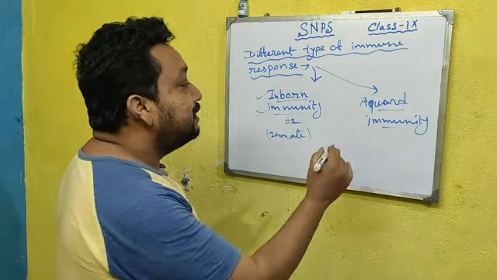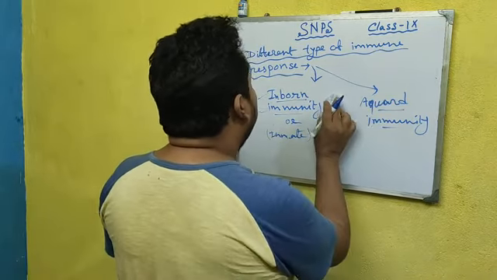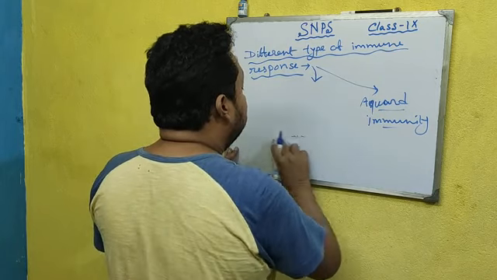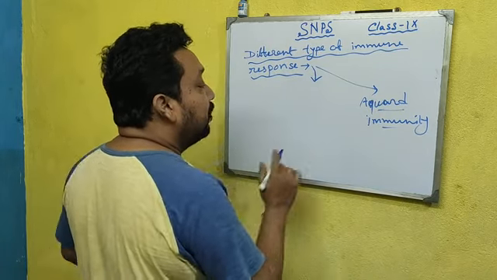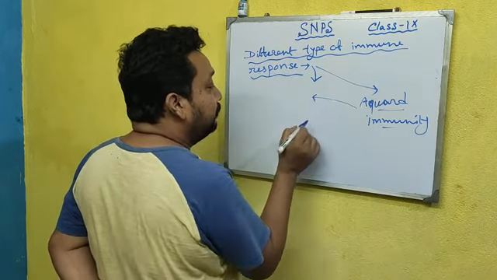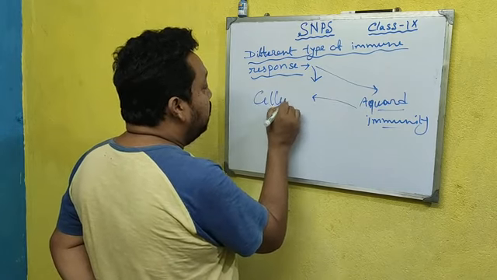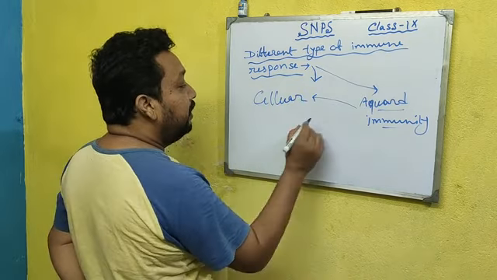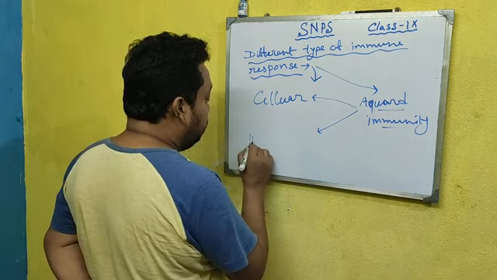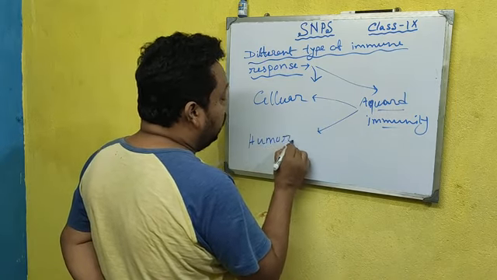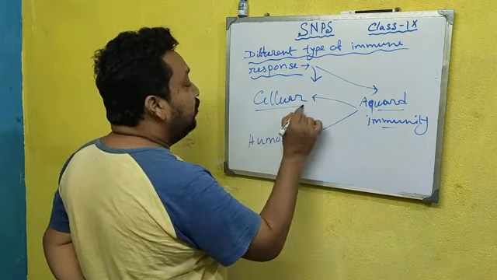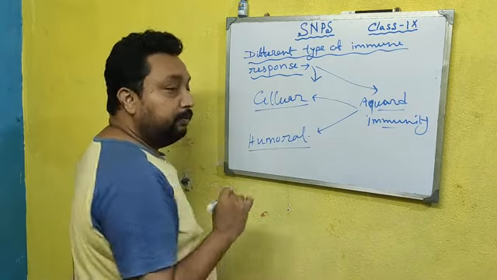The main process, that is acquired. What is acquired immunity? Acquired immunity is of two types: cellular immunity and humoral immunity. Cellular immunity and humoral immunity.